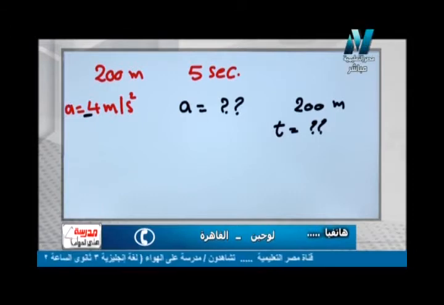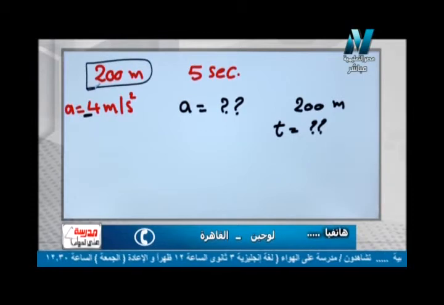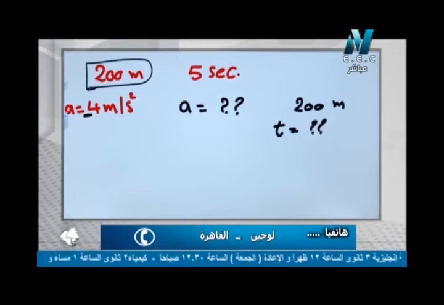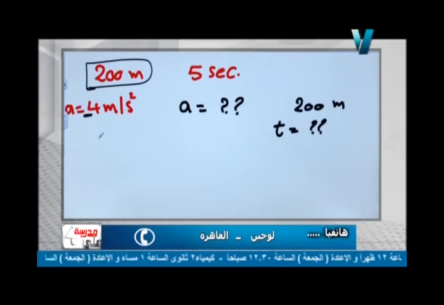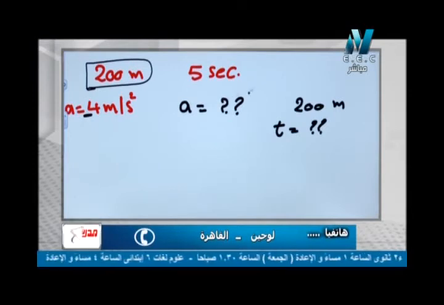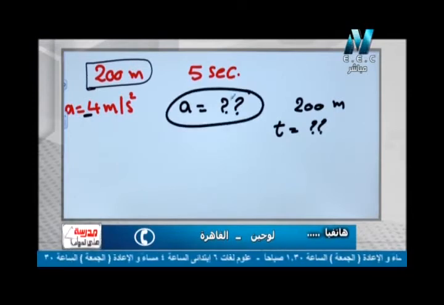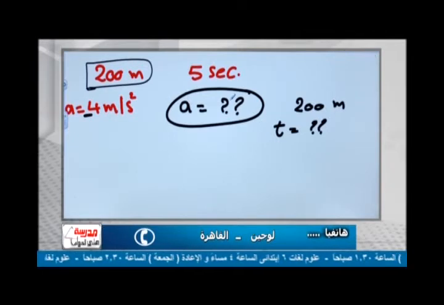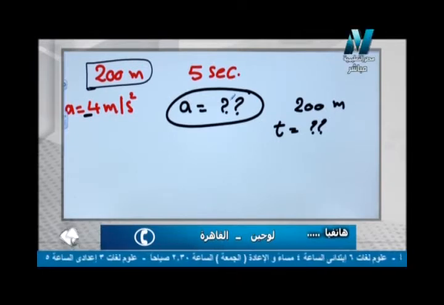First, this object moves at regular speed in the first 200 meters. So the acceleration in the first 200 meters equals 0, because it moves with regular speed. Here firstly we know the body moves with regular speed, so we have no acceleration.